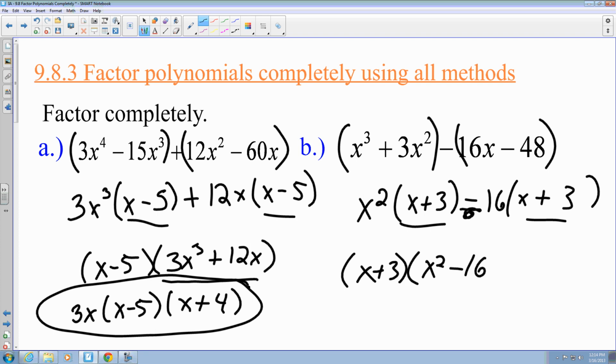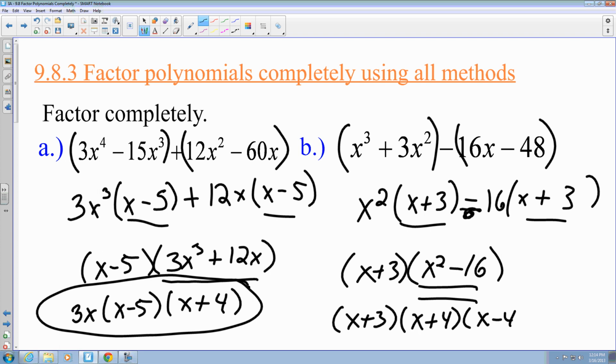squared minus 16. Now if I look at that, that looks like the difference of two squares, where a is x and b is 4. So now I can factor this out further, so I can go x plus 4 and x minus 4. Okay.